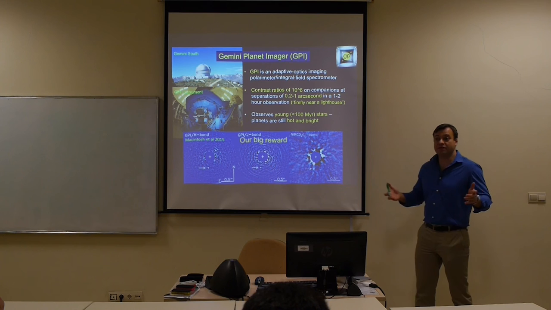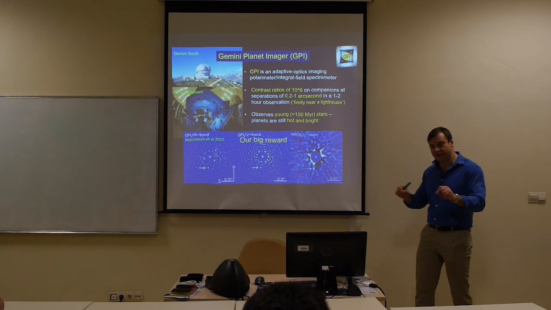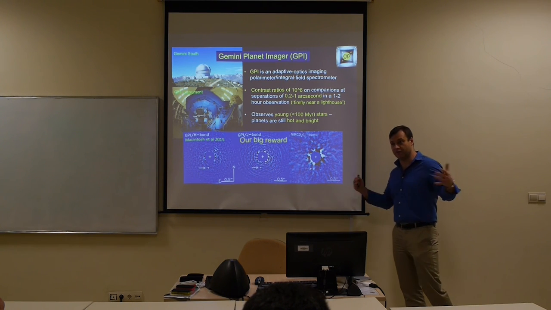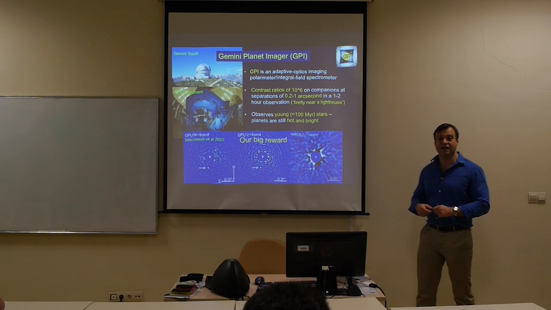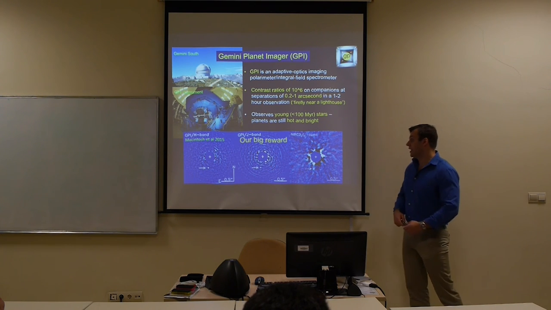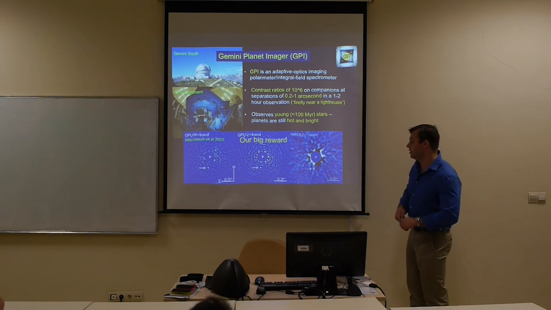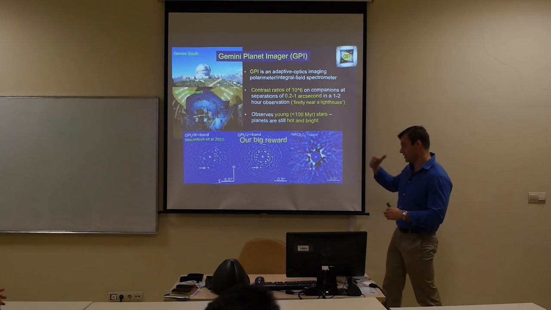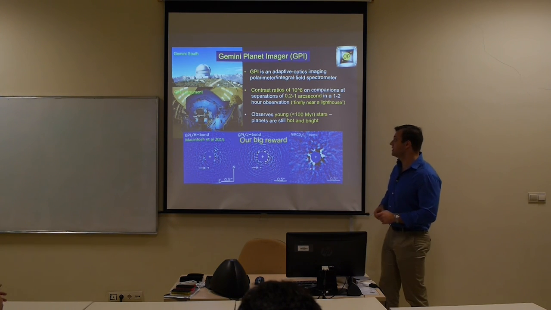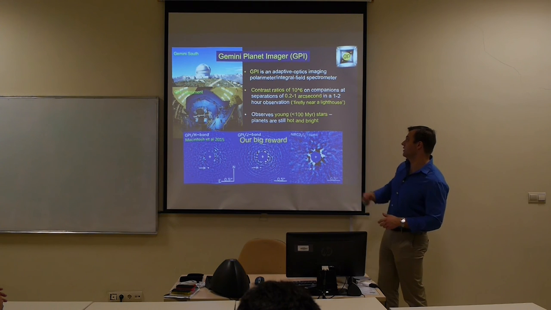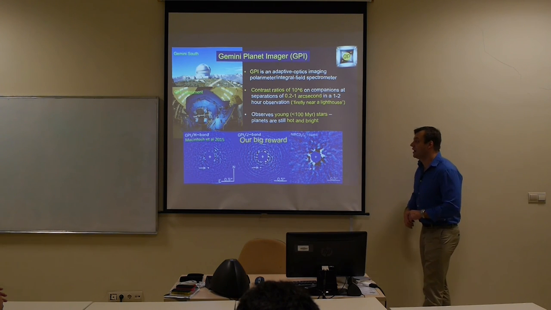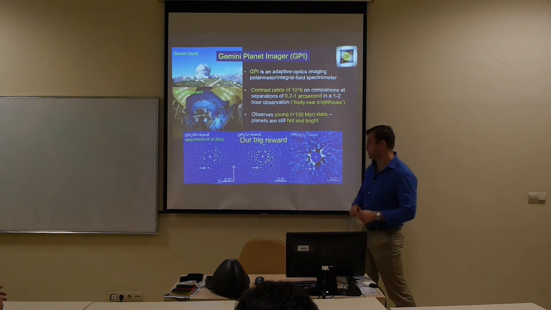For example, our own giant planets also still lose some amount of heat, 4.5 billion years since they have formed. And the same idea applies here. You just see the light from this passive cooling of the planet, but this can actually be so bright that a contrast ratio of 10 to the 6 allows you to see this signal.